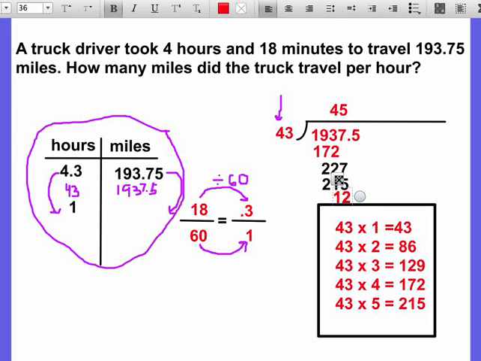Make sure I did this right. And then we would still have this decimal right here, and we would bring down the 5. And we would bring down this 5, so it would be 43 goes into 125, and it would be 2 times. And I'm just going to stop there with 45.2. So 1937.5 divided by 43. We'll just say 45.2.